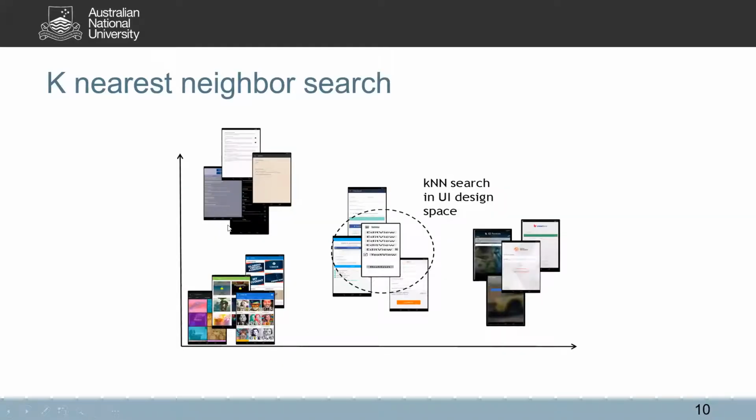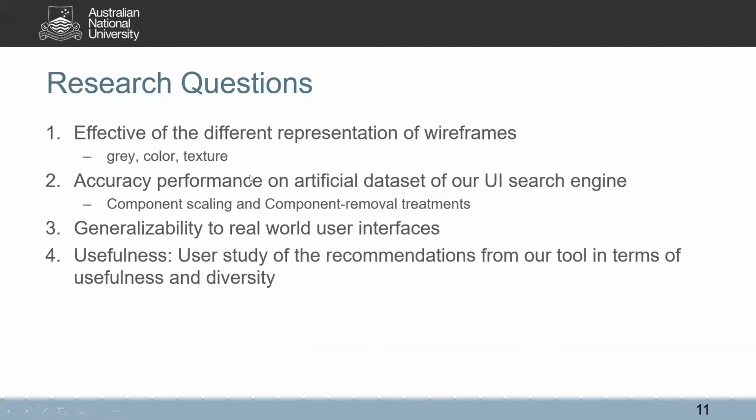Once the model is trained, we use the latent vector to enable our KNN search. We consider 4 research questions. The first one is to decide which method to use to represent each component in the wireframe. Should we use gray colors, or colors, or texture colors to represent different elements?